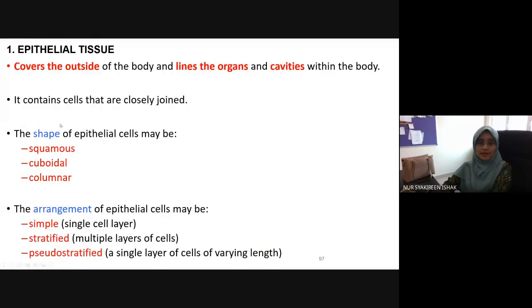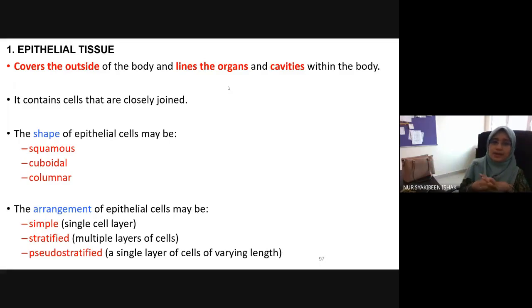So the first one is epithelial tissues. So for the epithelial tissue, it covers the outside of the body and lines the organs and cavities within the body. Okay, covers the outside of the body. So it means that your skin is also made up of epithelial tissues. Organ linings of cavity, it means that your digestive tract, starting from the esophagus, the stomach, the small intestine, rectum, anus semua tu, are lined with epithelial tissues.